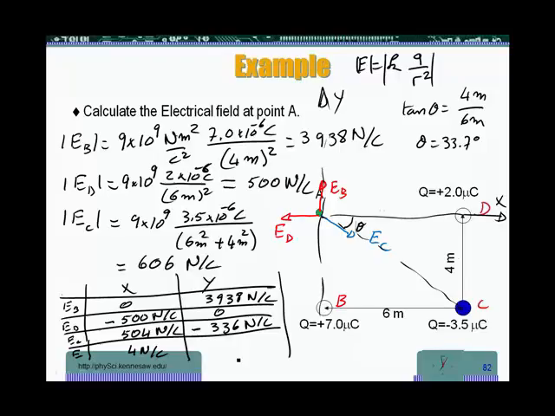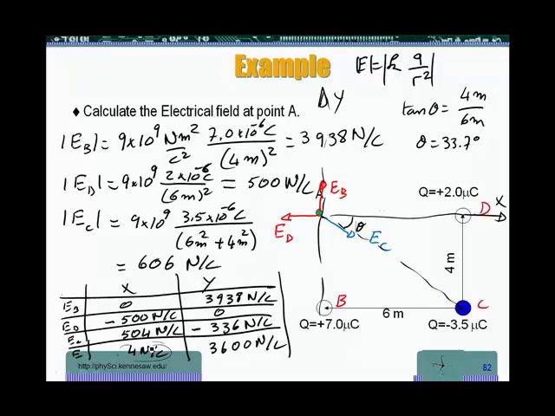Okay, now when I add these, I get 4 newtons per coulomb for the x component, and the others add up, 3,938 minus 336. That gives us 3,600 newtons per coulomb. Okay. Now within significant digits, the x component is basically 0. I carry too many digits here, but anyway. So these are the components of my electrical field.